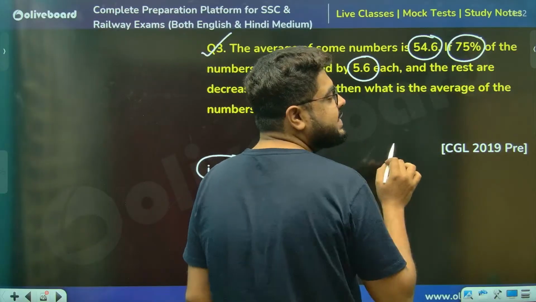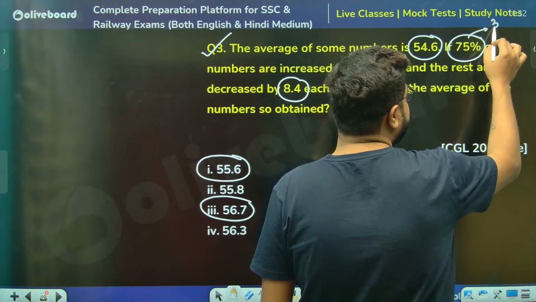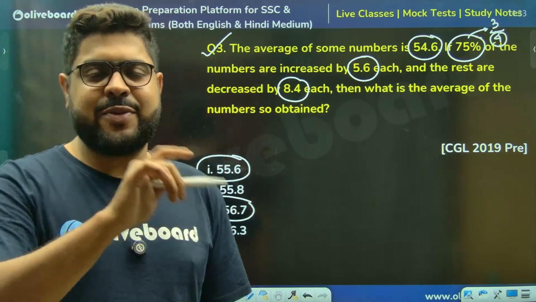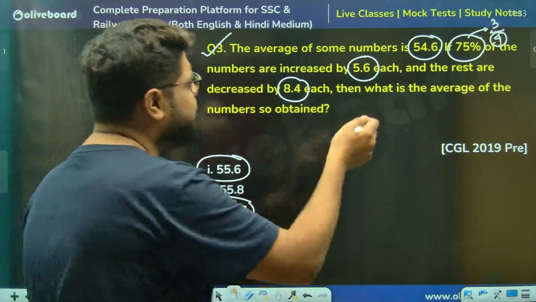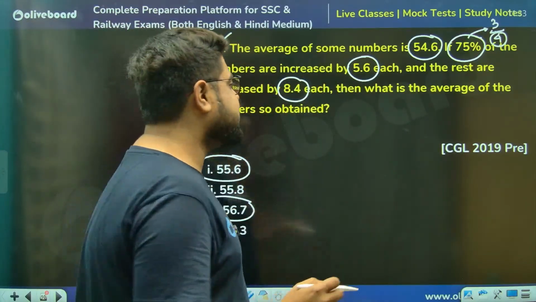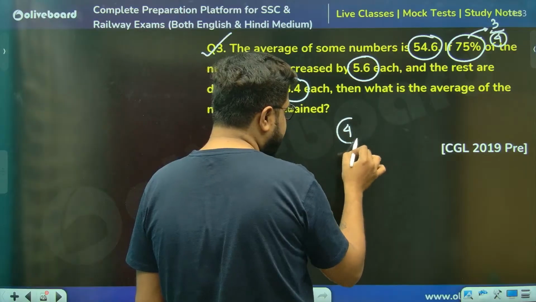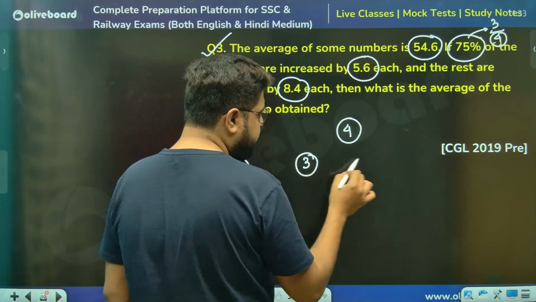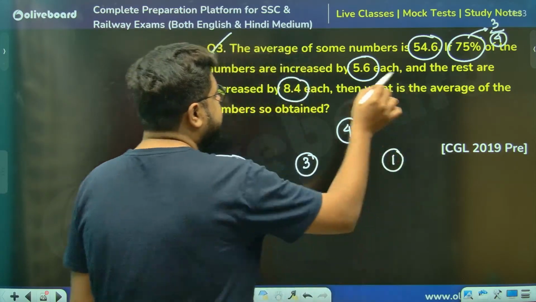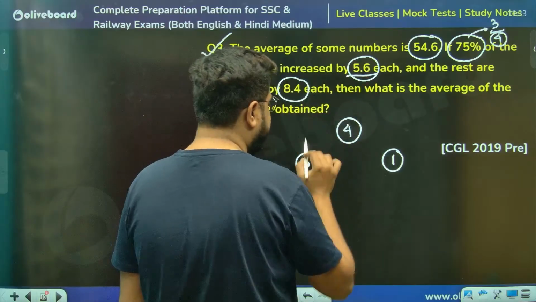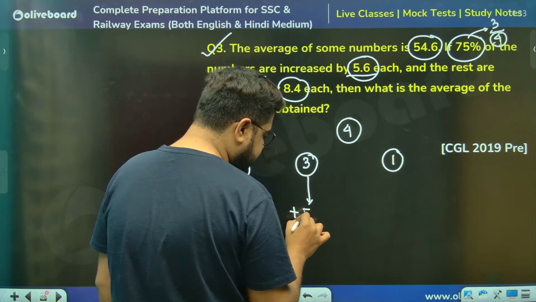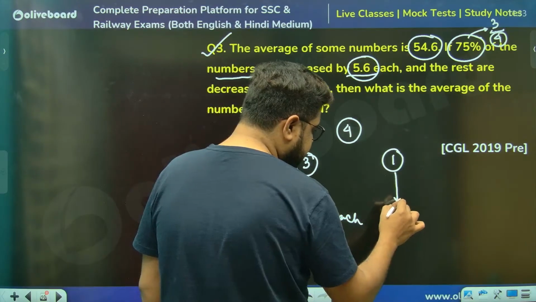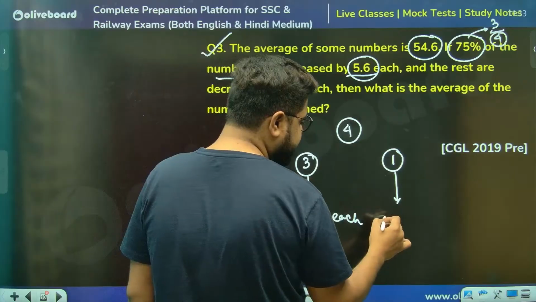Whenever I see 75%, sir, it is 3/4. So total numbers I'll take 4, because the other part will be 25%, that is 1/4. 3:1, so the total will be 4. Total numbers are 4 numbers, right? So that means 75% means 3 numbers out of 4, and there is another one number. 75% of the numbers are increased by 5.6 each. So they have been increased by 5.6 each. And the other number has been decreased by 8.4.